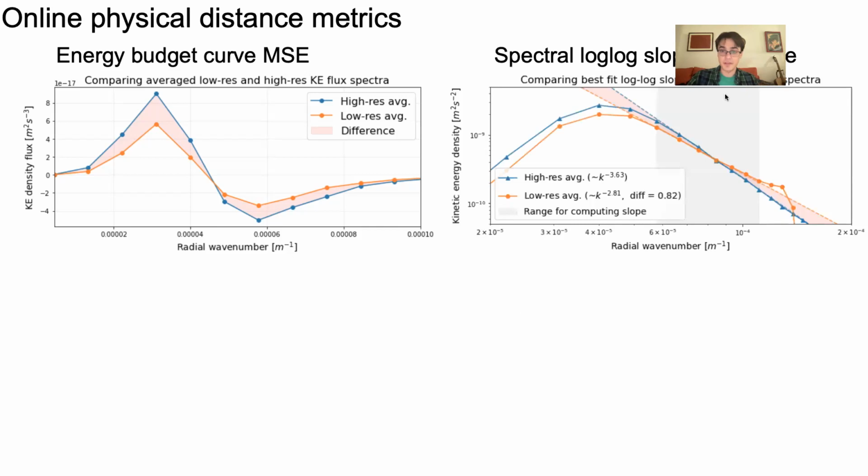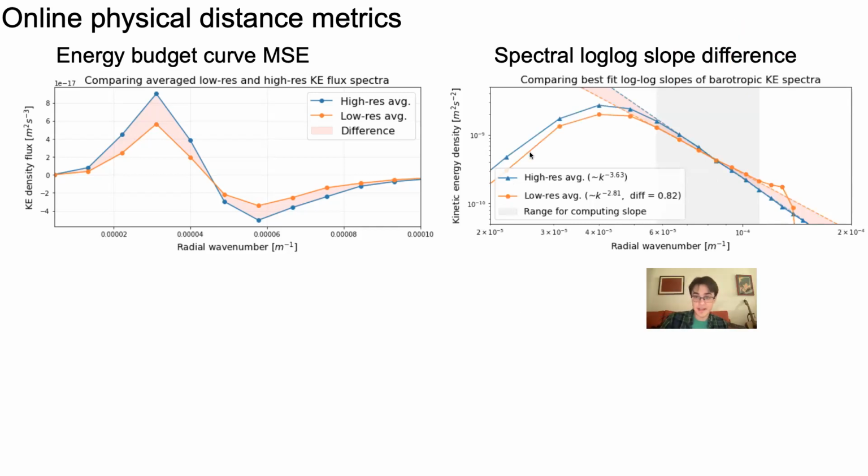We can also, for other quantities, visualize in log space and take a best fit slope over the set of wave numbers or scales that are inertial. So we can do that again with the high-res and low-res, and we see that they have different slopes, again, visualized in red, the difference.